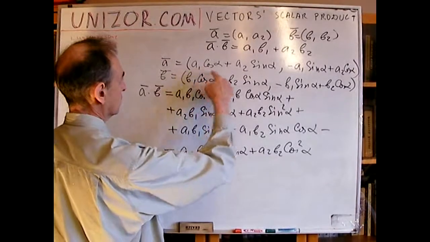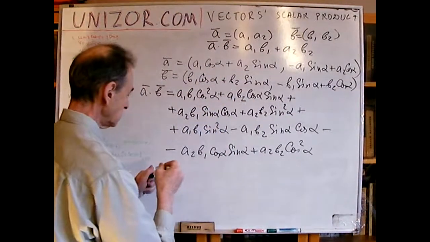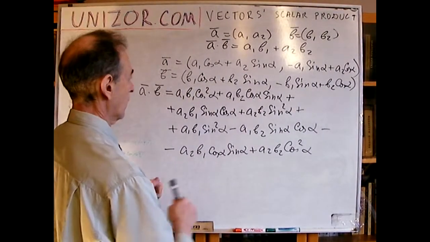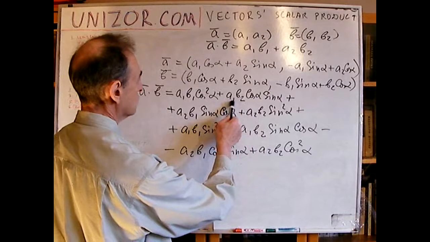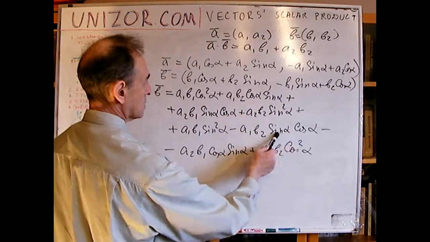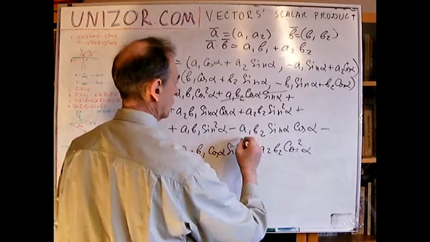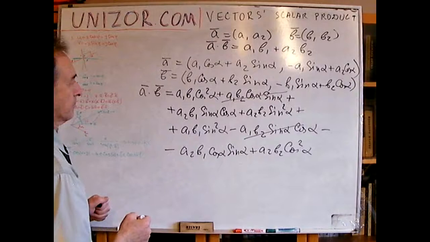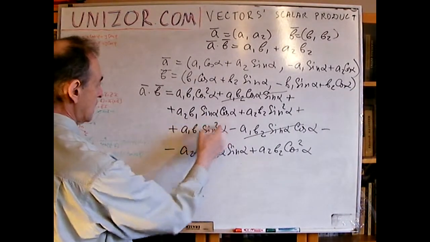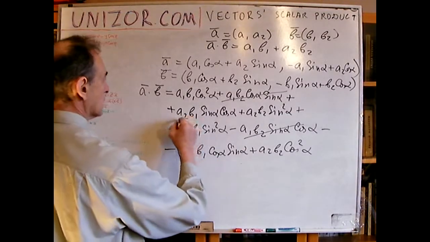A1 B1, A1 B2, right, it's B2. I know it should reduce, that's why here, yes, A1 B2 cosine sine, A1 B2 sine cosine. So these two are out. One is plus, another is minus. Now this A2 B1 sine cosine, A2 B1 cosine sine, plus and minus, out.